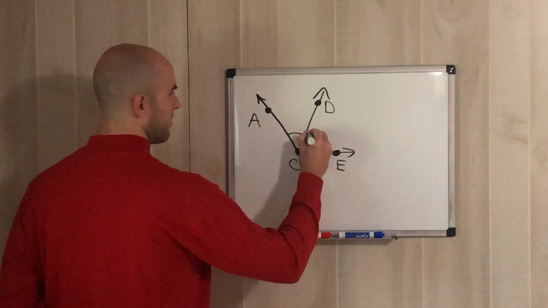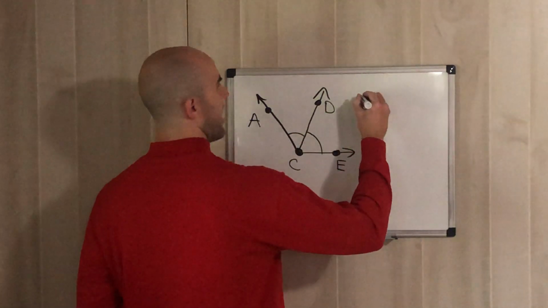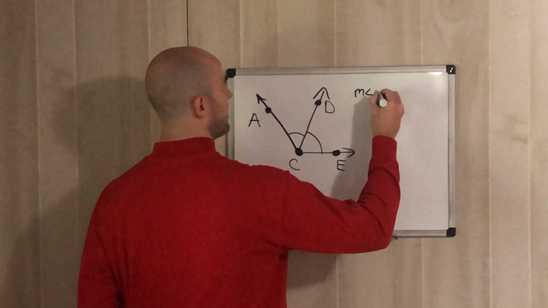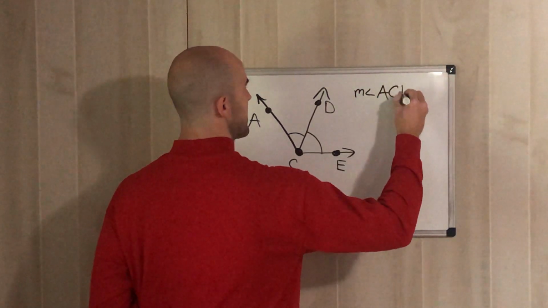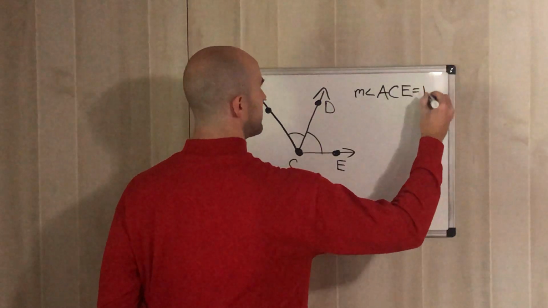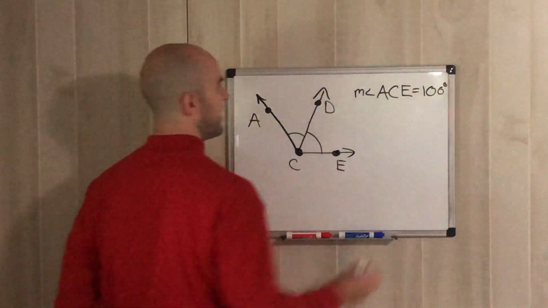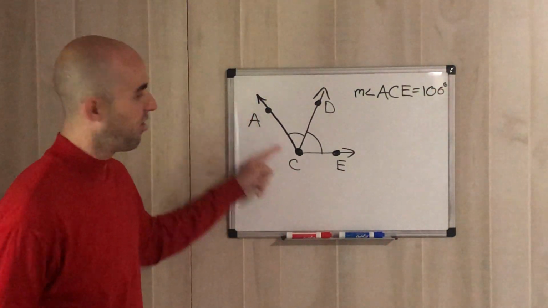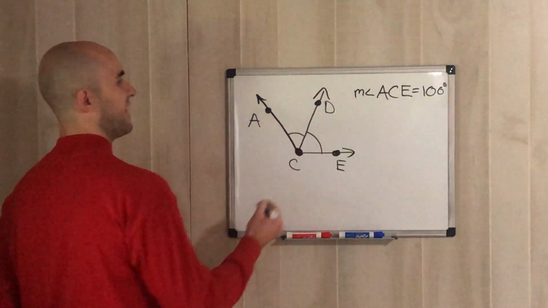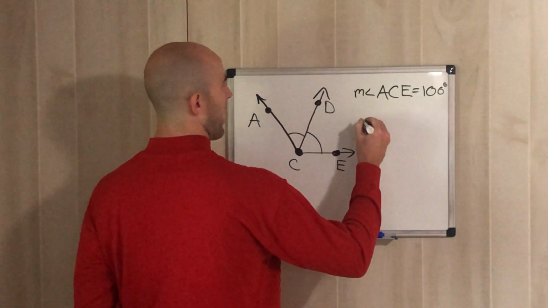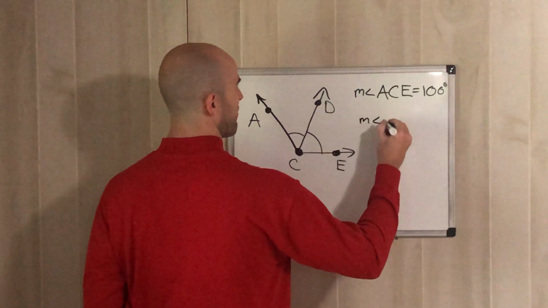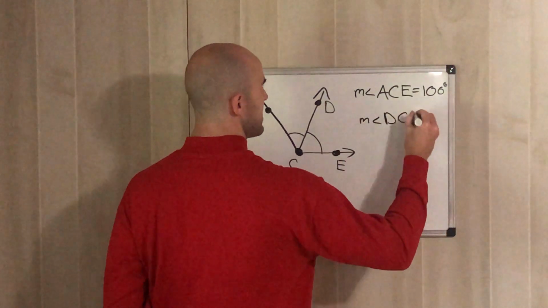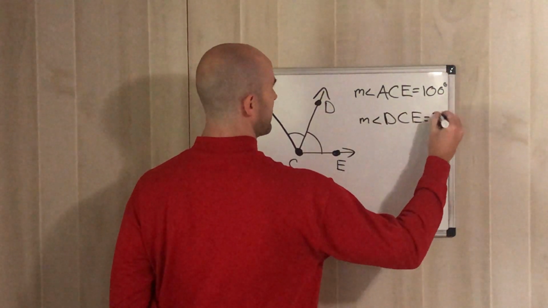Put a curve there, put a curve here. I'm going to tell you that the measure of angle ACE equals 100 degrees. Since it's 100, it's obtuse, because it's greater than 90 and less than 180. And what I want you to find is the measure of angle DCE.